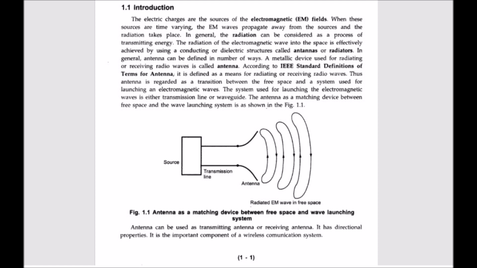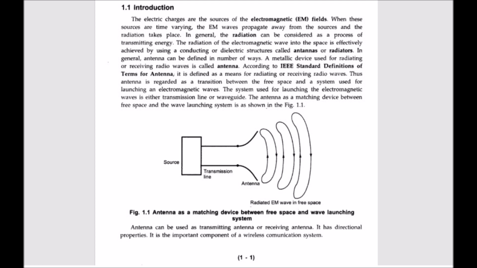And there's a simplified diagram, and the caption says figure 1.1, antenna as a matching device between free space and wave launching system. And I will read the words in the picture. It shows a source, then it shows transmission lines, then it shows antenna, and there are radiating patterns coming off. I just describe what I see. That's what I'm trying to do.